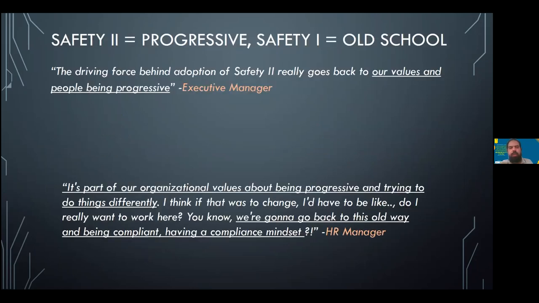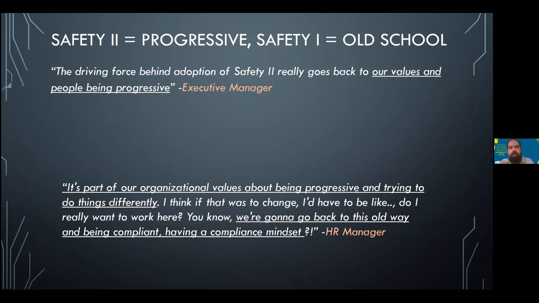I will give you an example of some of the statements given by the executive manager and the HR manager of the company that I'm working with. It will give you an idea about how their own ideologies of being progressive helped them understand Safety 2, accept and like Safety 2, and accommodate it in their companies.